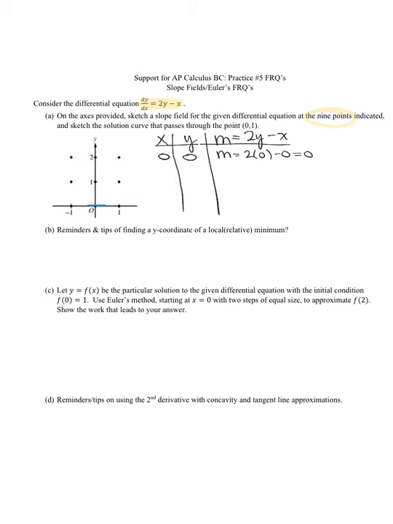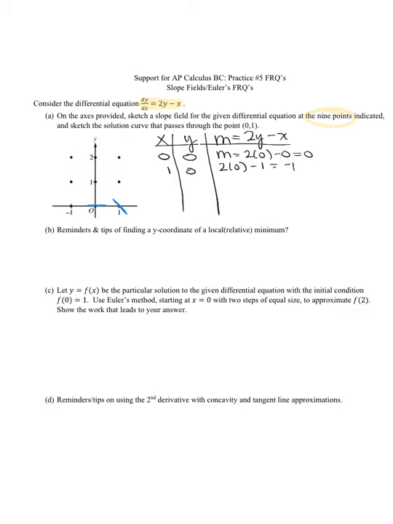Okay, and then I'm going to do the next ordered pair. So let's do, say, 1, 0. Then my slope would be 2 times 0 minus x, which is 1. So that slope would be negative 1. I just need to make sure that I have a negative slope, so it's going down, right? And then the rest of my slopes will be relative to that.